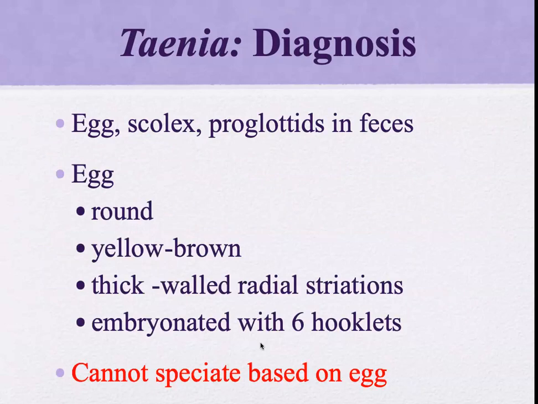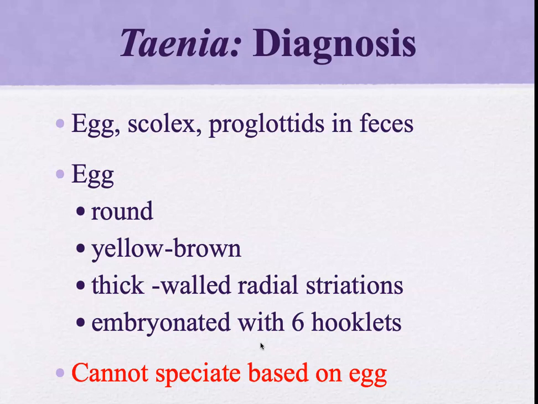So for diagnosing these two species, the more common ways are to see eggs or proglottids in feces. Remember, it's very rare to see a scolex in feces unless the patient just underwent heavy antiparasitic treatment that would be aimed at detaching the scolex from the mucosa. But in any case, we'll learn how we can differentiate these two species.